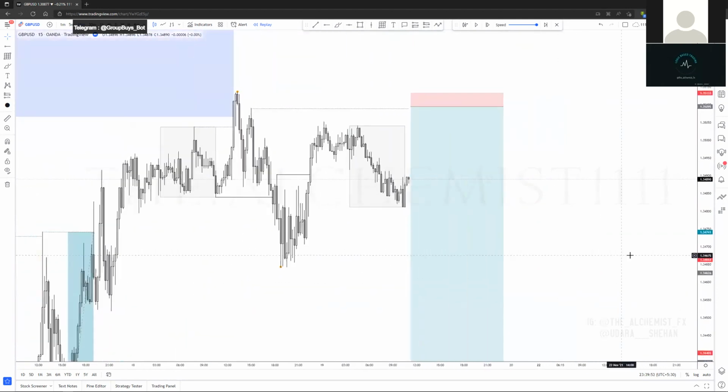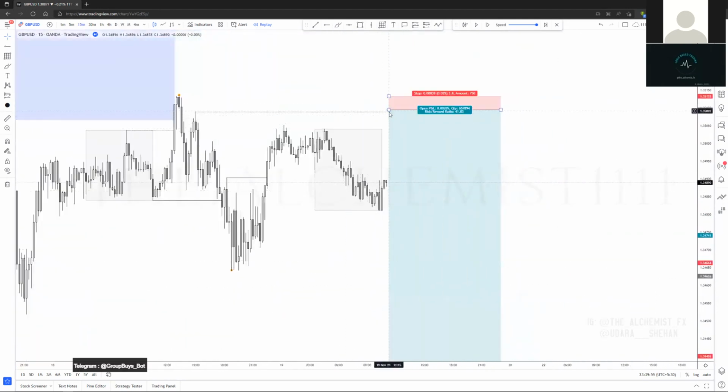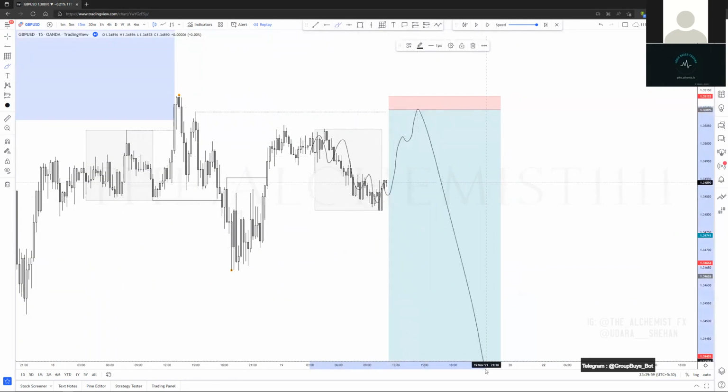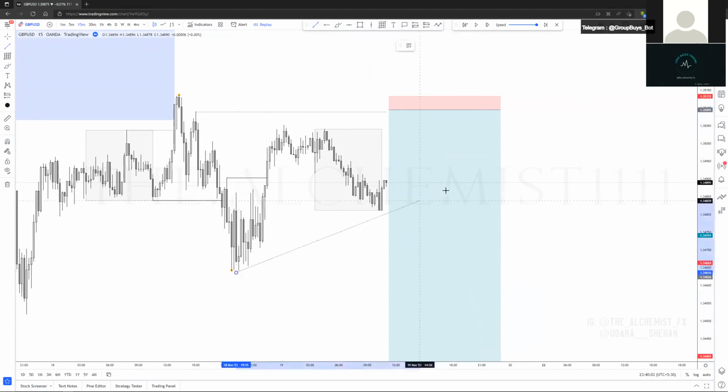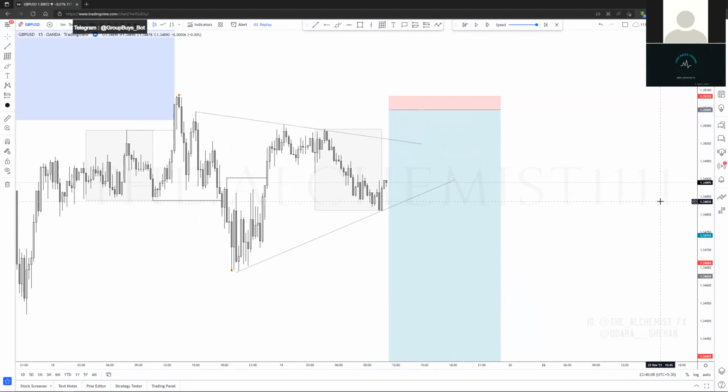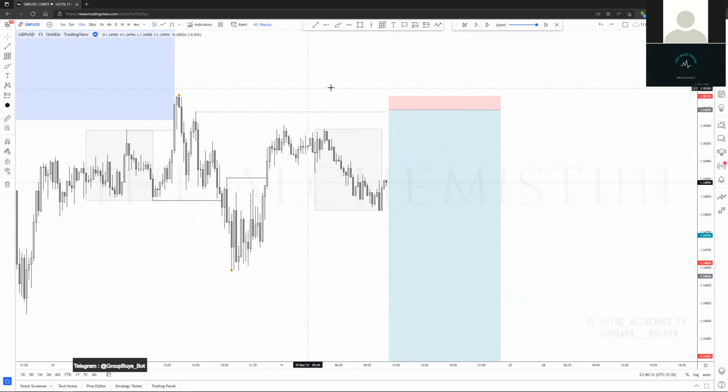Another confirmation to say that this level will hold is that if it runs above the Asian highs, we'll be expecting a bearish day. And look at all these trend lines. Liquidity. Look at this trend line. All being fed into our level. Everything being fed into our point of interest. So let's see.